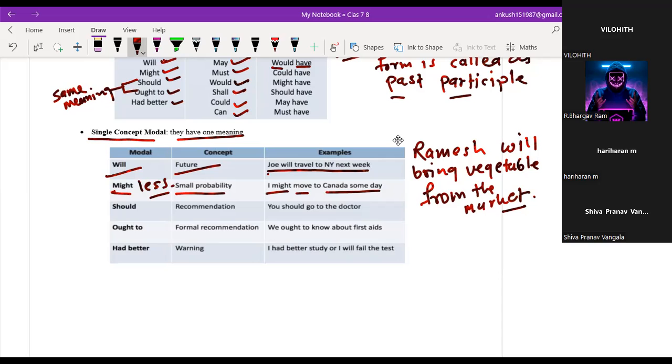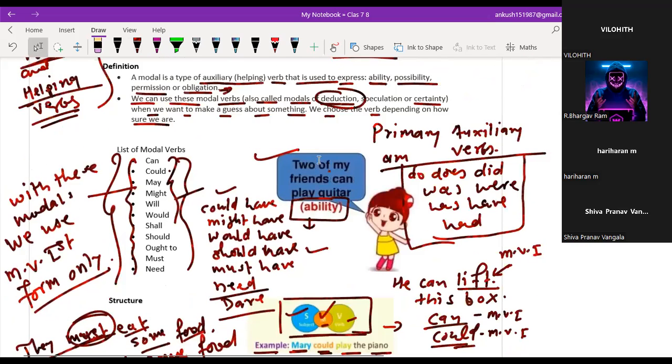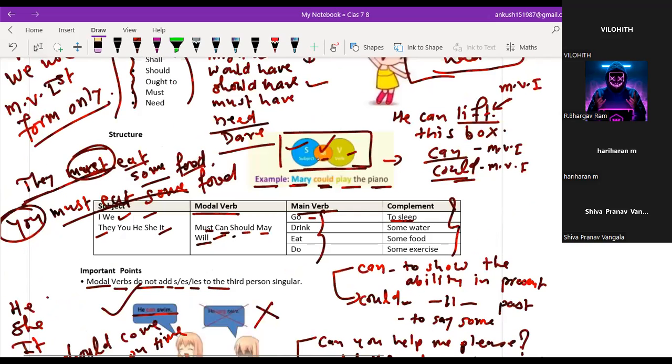It is a helping verb, placed after the subject. See here, I told you this structure. Can you see this? Subject, modal, and then verb. So it will come immediately after the subject.